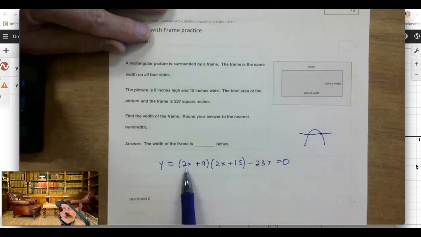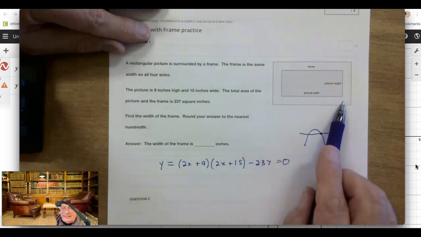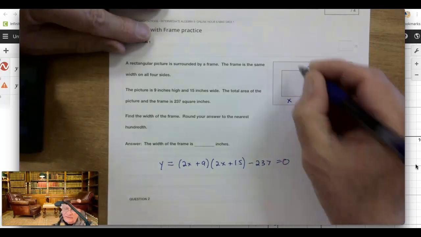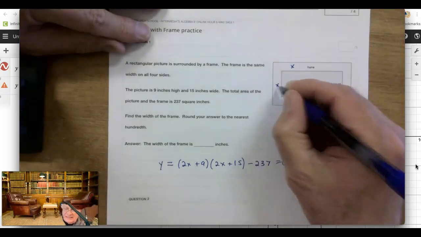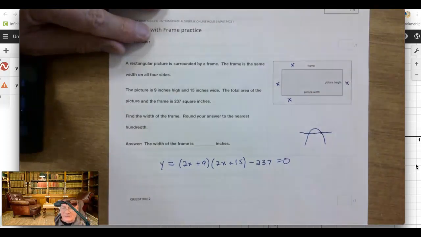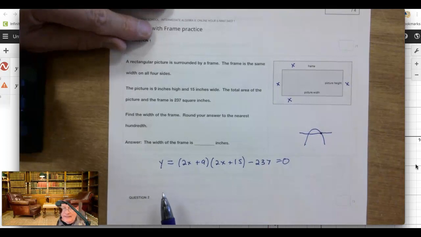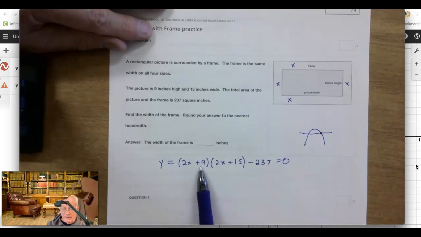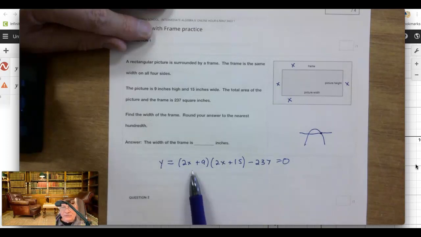This is always 2x. It's the length of the frame. There's an x on each side. This is x. So this side has an x, and this side has an x, and that side has an x. So each one of those is 2x. We went through this before, guys, okay? And we add the width of the picture and the height of the picture. So just take this and put this in Desmos.